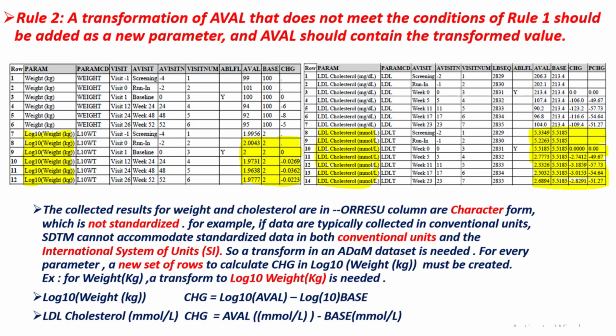The collected results for weight and cholesterol are in the original results unit column, which is in character form and not standardized. For example, if data are typically collected in conventional units, SDTM cannot accommodate standardized data in both conventional units and the International System of Units, that is SI units. So a transform in an ADaM dataset is needed. For every parameter, a new set of rows to calculate CHG in log 10 weight in kg must be created. For example, for weight in kg, a transform to log 10 weight in kg is needed.